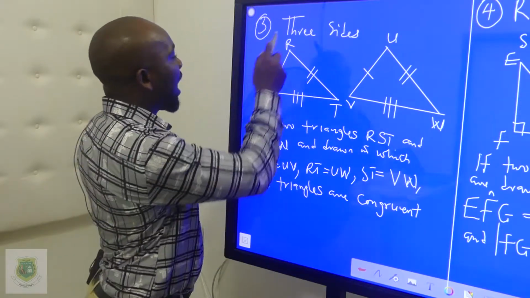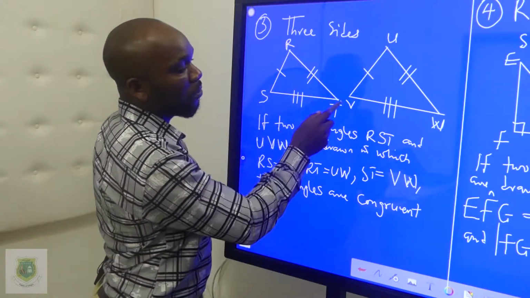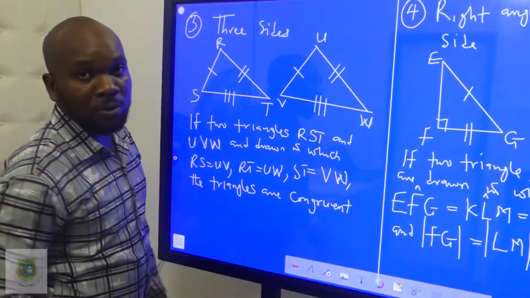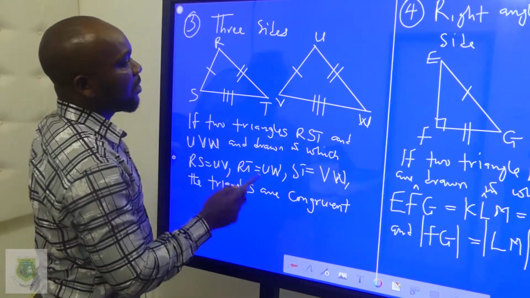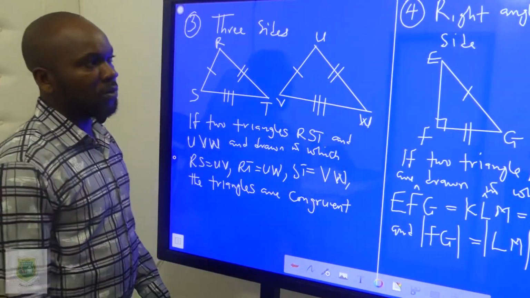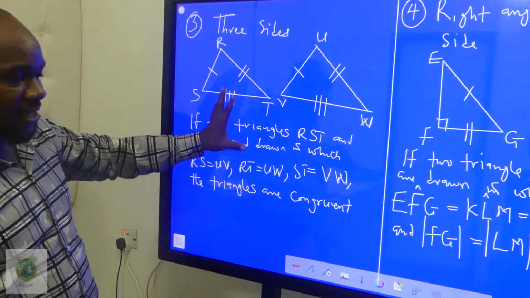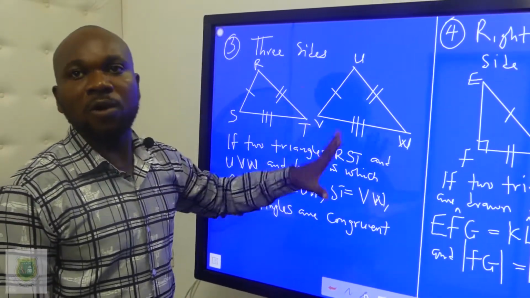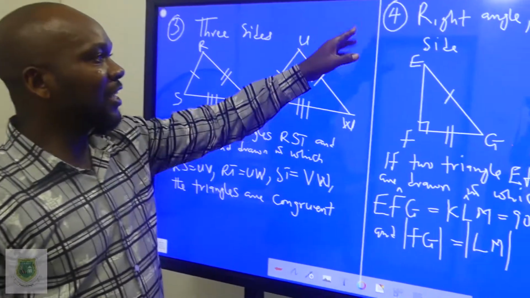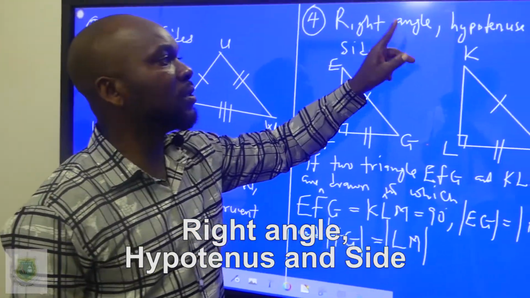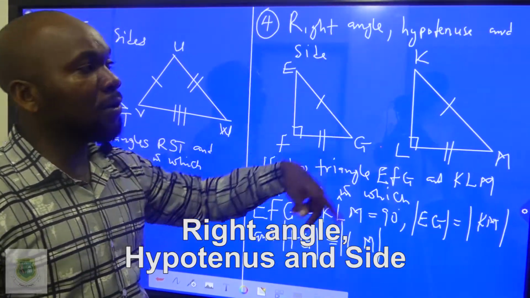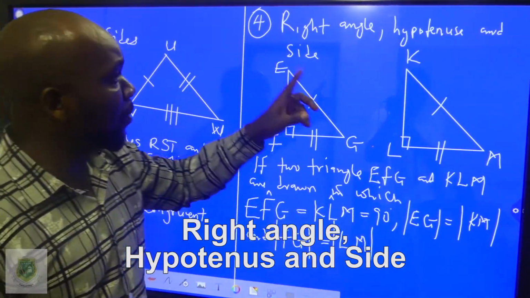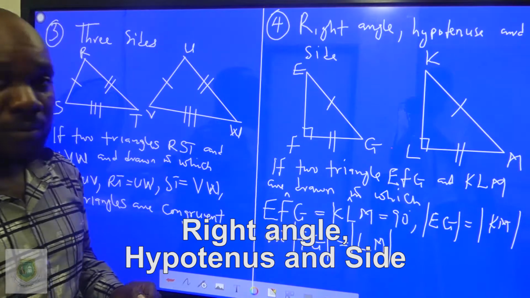So which means that RS is equal to what? UV. And ST is equal to what? VW. RT is equal to what? UW. So when you have such a case, it means that the two triangles are what? Congruent. The last one is what? Right angle, hypotenuse, and what? Side. Right angle, hypotenuse, and side.